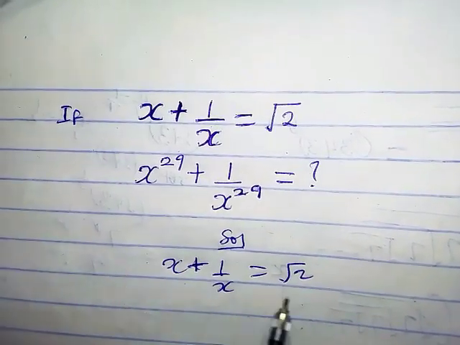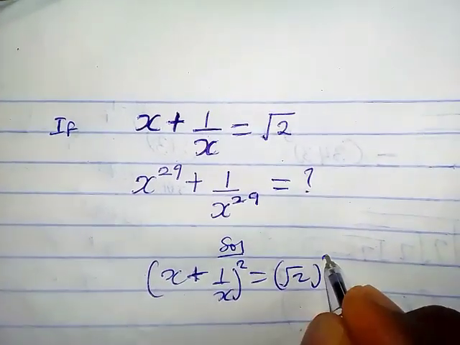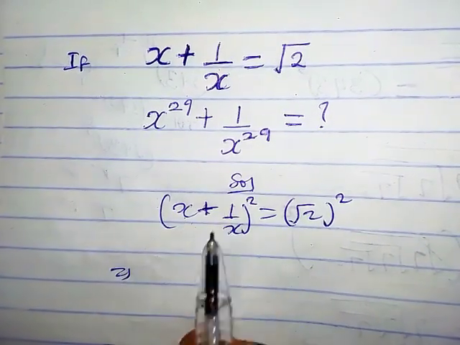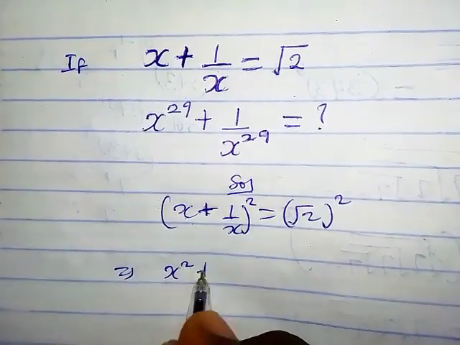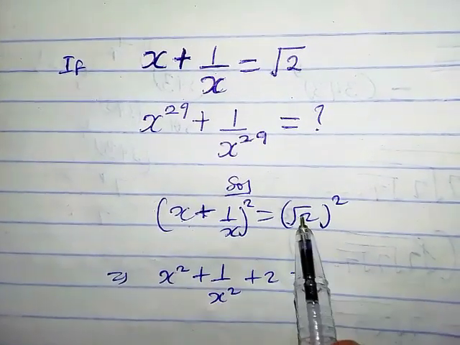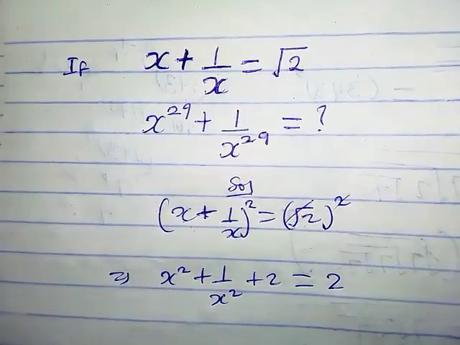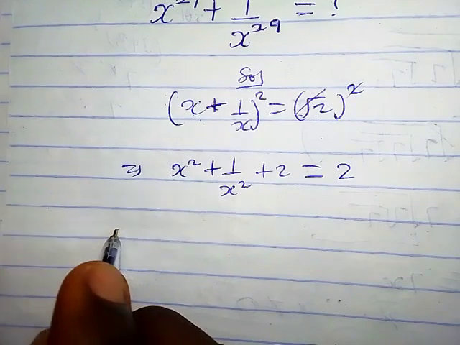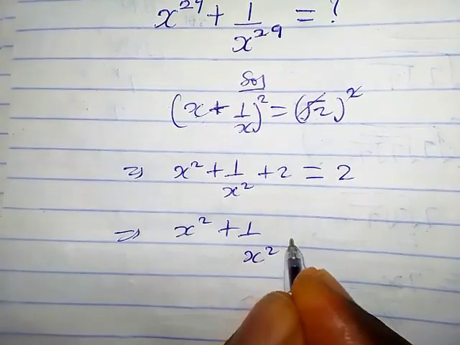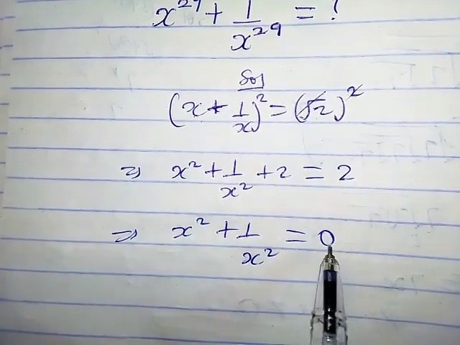So now, let's square both sides of this equation. So we're going to have square here, and we're going to have square here. So this implies, when you expand this very well, you're going to obtain x squared plus 1 over x squared plus 2 equals square root of 2 all squared, that is 2, because this takes care of this. So now let's proceed further. So this implies x squared plus 1 over x squared equals 0, because when this goes to the right hand side, we have 2 minus 2, which is 0.